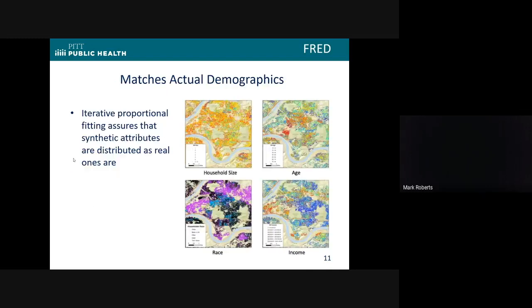This just shows, this is for Allegheny County where Pittsburgh is. This shows the household size, the age, the race, the income, and it tracks perfectly what the actual census data is. And it does also track if you do household size by income or race by age. All those things are accurate.